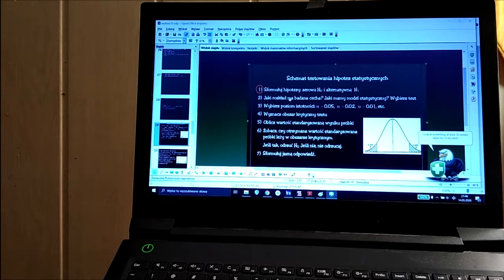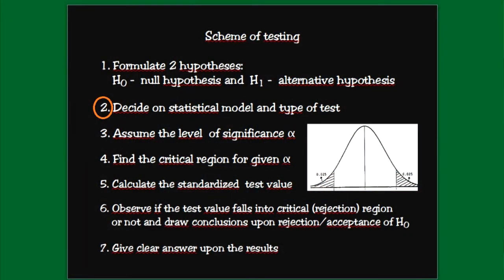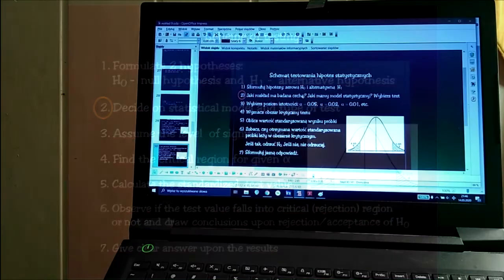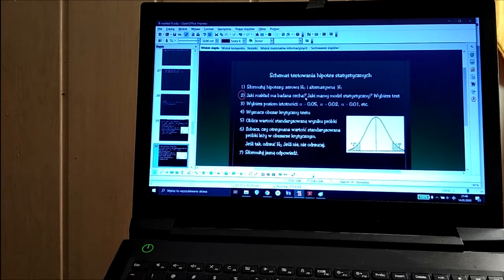coin. Now, at point 2, we had to decide what could be modeling our situation. And if we assumed that we were dealing with a fair coin, then the experience of 1000 tossings could be modeled by binomial distribution with parameters n equals 1000 and p equals 0.5, 0.5 denoting probability of success in one tossing, and probability of failure this way is also a half.